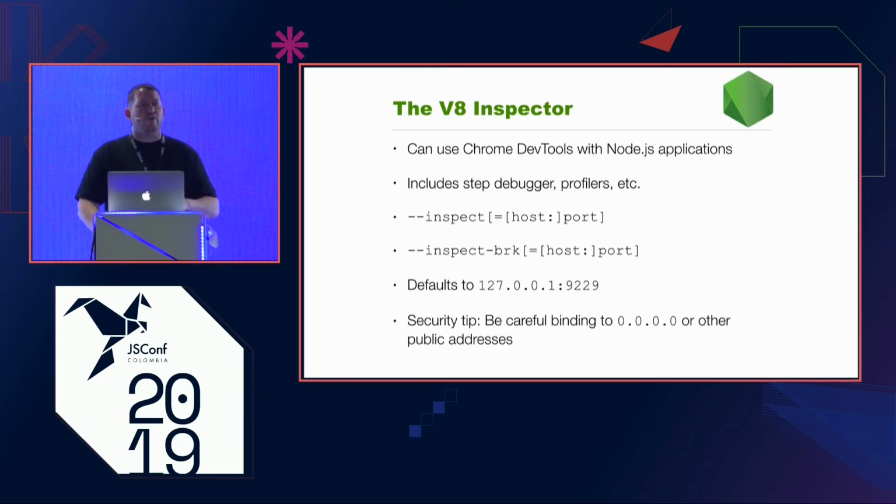So by default, it'll connect to 127.0.0.1 port 9229. We actually had a security issue a couple years back. We were originally binding to 0.0.0.0, which is basically all the interfaces. So if you're running in production over the internet and somebody had the right IP address, they could technically connect to your server and start debugging your application for you. So that was bad. We changed that.